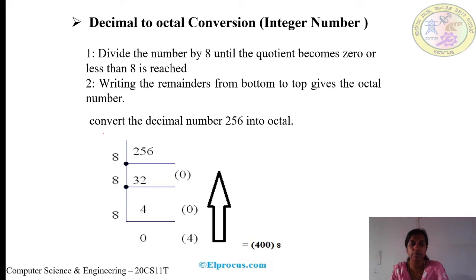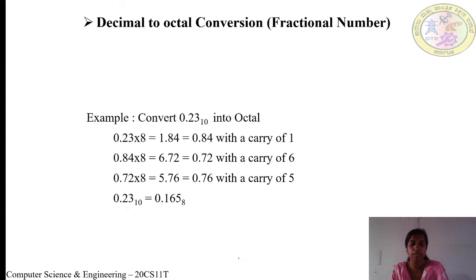So take an example, convert the decimal number 256 into octal. Take the decimal number 256 and divide it by 8. Follows from the first step. We will get the quotient 32 and remainder 0. Again, divide the quotient 32 by 8. We will get the quotient 4 and remainder 0. So here we have stopped dividing further because the quotient value 4 is less than 8. So the remainders read from bottom position to the top position are 4, 0, 0, base value 8.